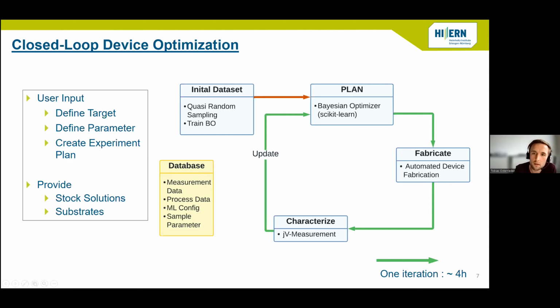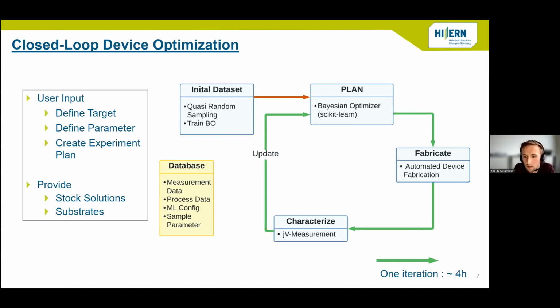So for example, the optimizer runs on a virtual machine, and it just takes a look at the database if there are new sample results, and if there are, it will take them and write the next samples into the database. So one iteration here takes roughly about 4 hours, depending on the task you're doing.